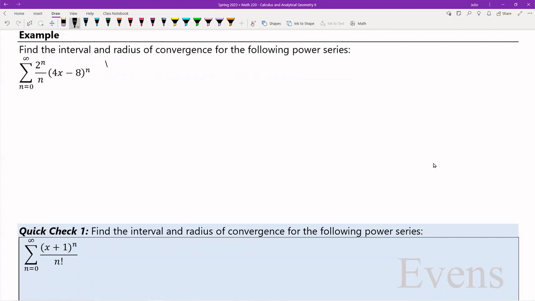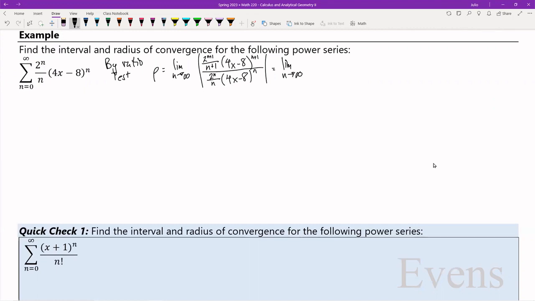By the ratio test, we need to compute rho, the limit as n goes to infinity of the absolute value of 2 to the n plus 1 over n plus 1, times 4x minus 8 to the n plus 1, divided by the whole thing, 2 to the n over n, times 4x minus 8 to the n. This is equal to the limit as n goes to infinity.